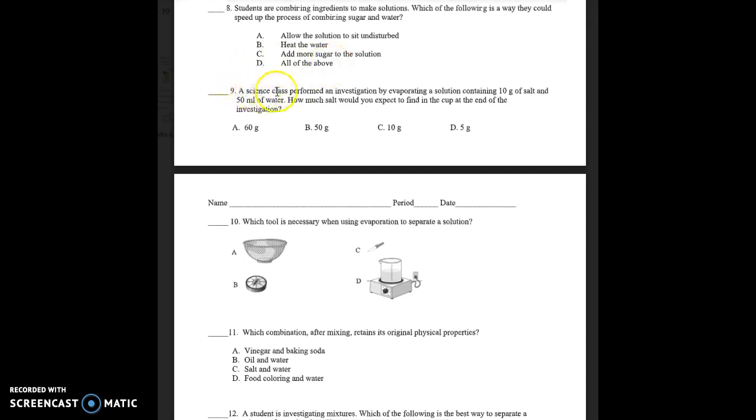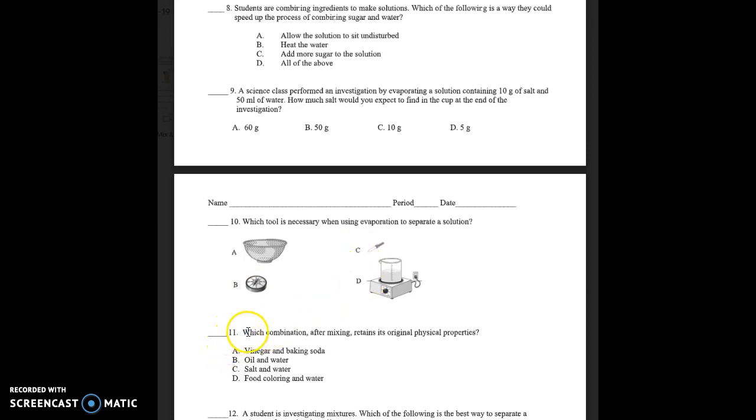Number 9. A science class performed an investigation by evaporating a solution containing 10 grams of salt and 50 milliliters of water. How much salt would you expect to find in the cup at the end of the investigation? A. 60 grams. B. 50 grams. C. 10 grams. D. 5 grams. Number 10. Which tool is necessary when using evaporation to separate a solution? A. B. C. D.